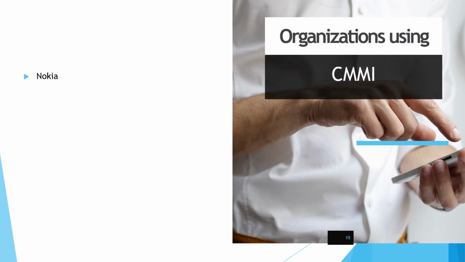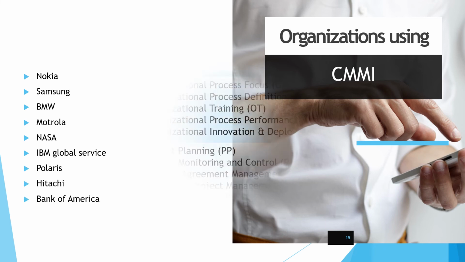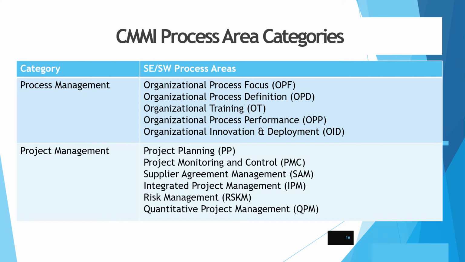So some of the organizations using CMMI are Nokia, Samsung, BMW, Motorola, NASA, IBM Global Services, Polaris, Hitachi, Bank of America, etc. So mostly this information or these topics you are covering in the principles of project management.